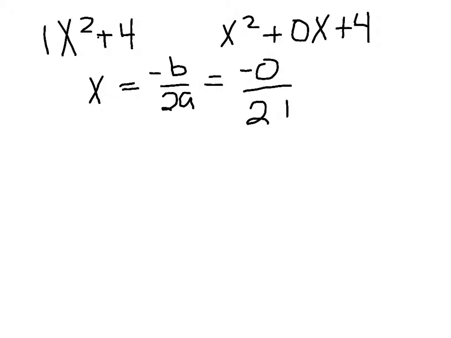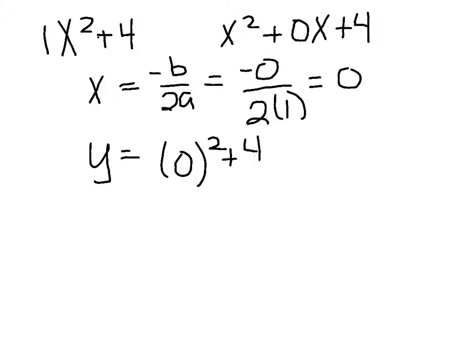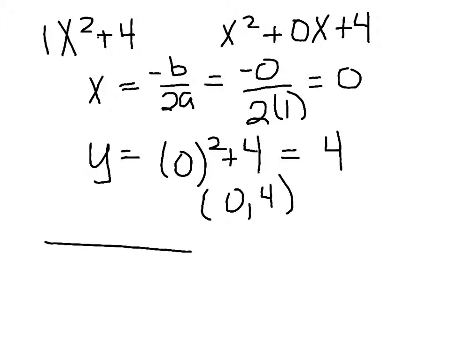And then my a is 1. And so my x term of the vertex is 0, and my line of symmetry is 0. So to find the y term of the vertex, I put the 0 back in and I solve. So my y is 4. So my vertex is at (0, 4). So let's put it about right there.